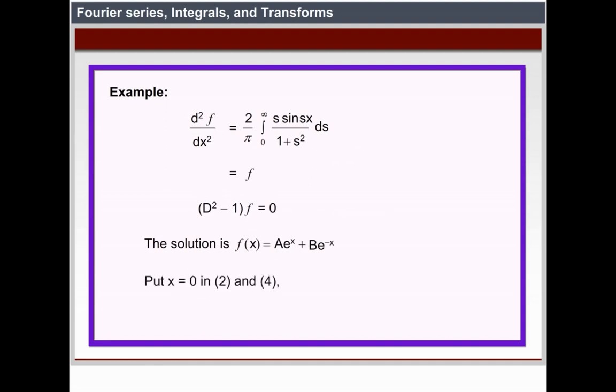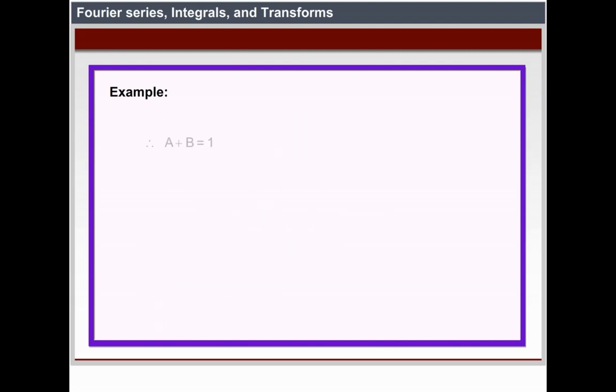Put x equal to 0 in 2 and 4. f of x equal to 1 and f of x equal to a plus b. Therefore, a plus b equal to 1. Also, from 4, df by dx equal to a into e power x minus b into e power minus x.